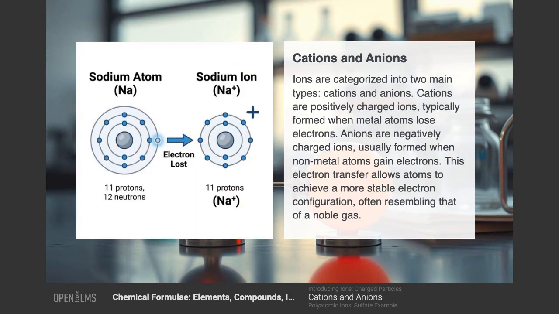Cations and anions. Ions are categorized into 2 main types: cations and anions. Cations are positively charged ions, typically formed when metal atoms lose electrons. Anions are negatively charged ions, usually formed when non-metal atoms gain electrons. This electron transfer allows atoms to achieve a more stable electron configuration, often resembling that of a noble gas.